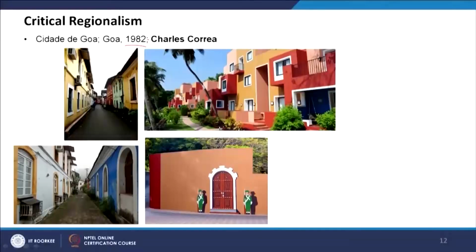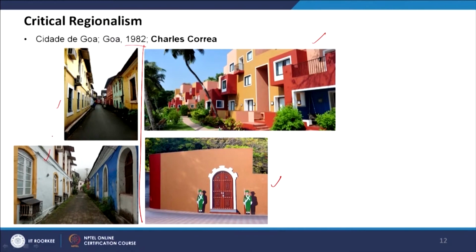Now this is another example, which is in India, designed by the famous architect Charles Correa in 1920, which is Cidade de Goa. This is the design. This is a hotel in Goa, which is taking inspiration from a Portuguese colony of Goa. So these are the Portuguese colonies photographed in Goa.